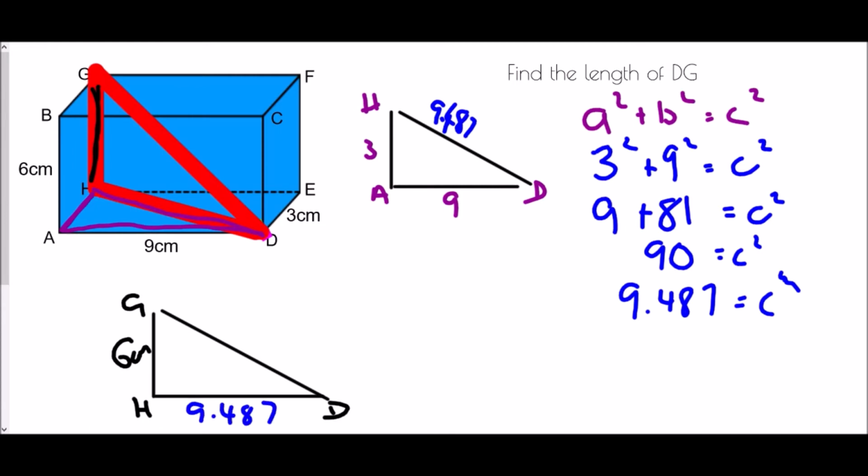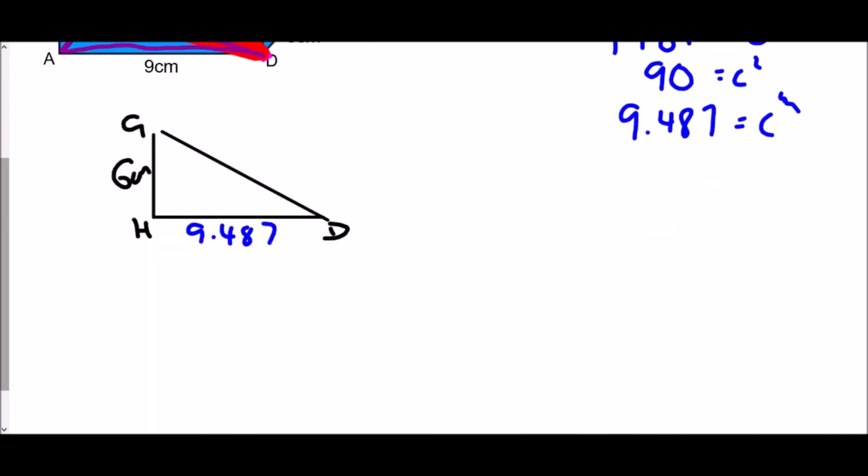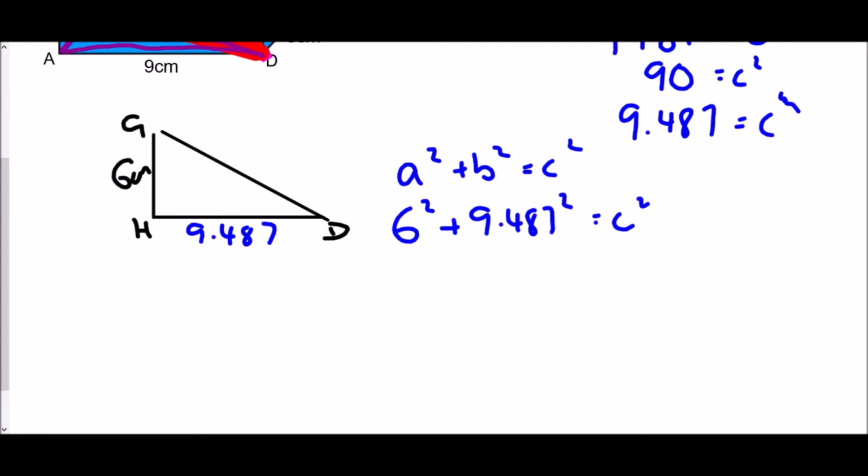9.487. So lastly, I wanted to find GD. Again, in this case, this is a right-angled triangle, and I want to find the third side. So I'm going to use Pythagoras all over again. I'm going to use a squared plus b squared equals c squared, and I'm going to put in the values that I have gotten. So a is 6, so 6 squared, plus b, and that is the 9.487, that's been squared to give me c squared.